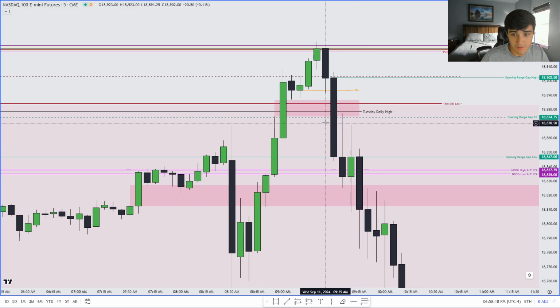Now there's also some convergence with another PD array in this 5-minute inversion fair value gap. We have the consequent encroachment of the opening range gap.